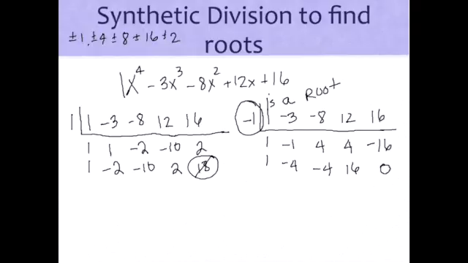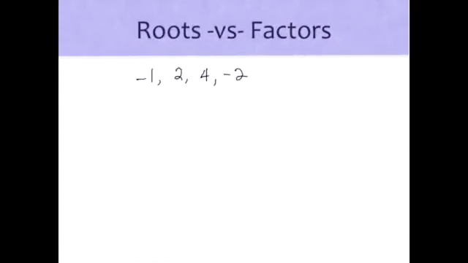A root occurs when the remainder is 0. If negative 1 is a root, then that means that x plus 1 is a factor. There is a difference between roots and factors. So if these are the 4 possible rational roots that came from my 4th degree polynomial, all of my factors look like this.